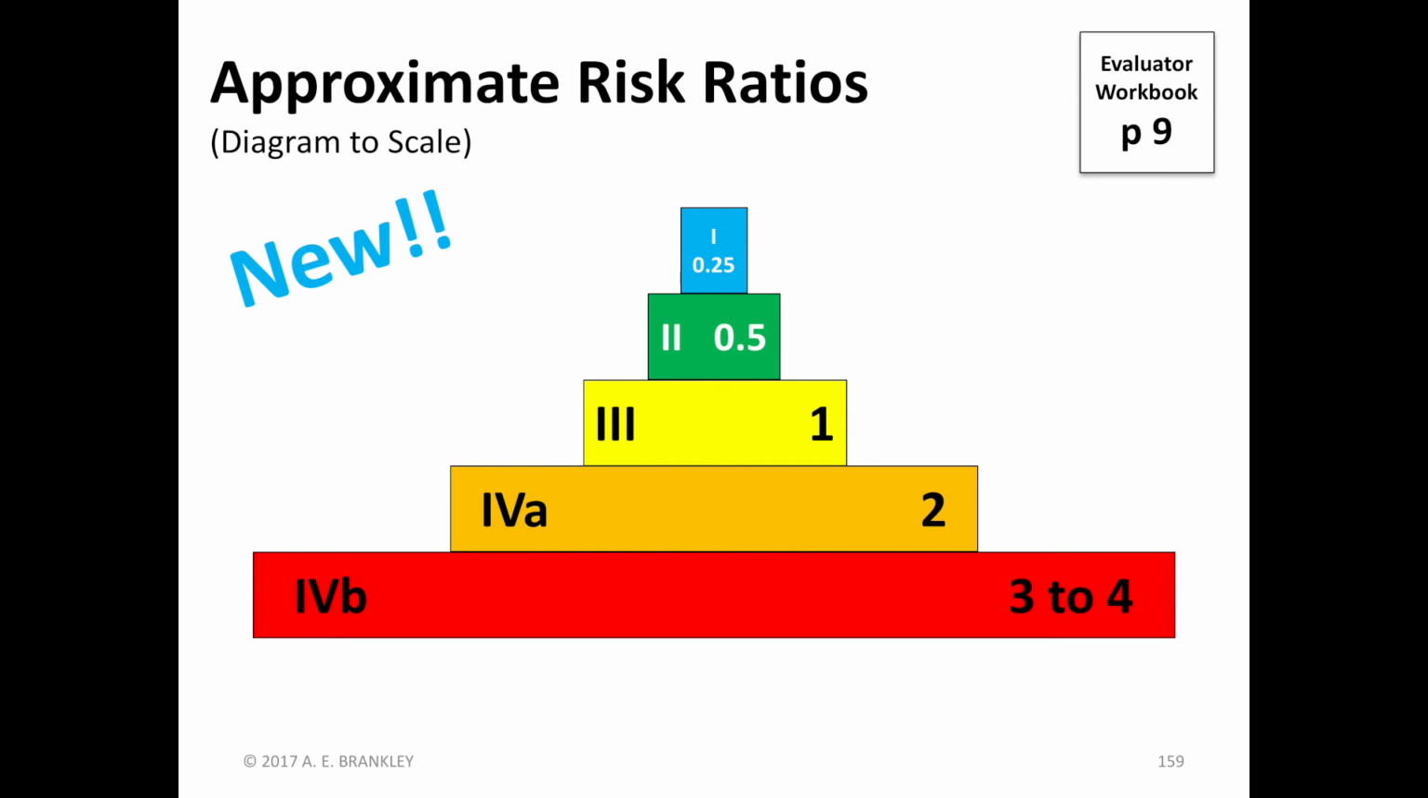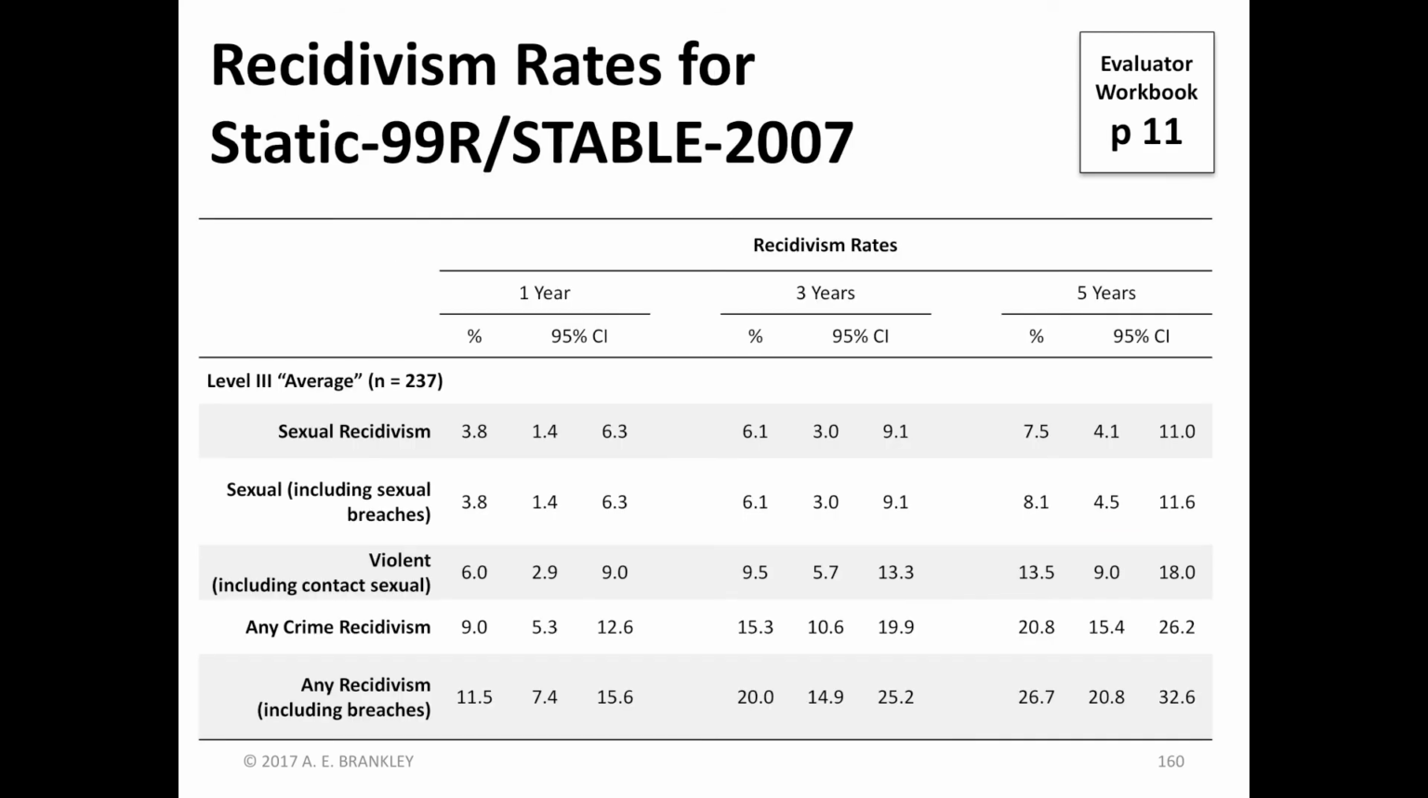The presentation of absolute recidivism rates has changed slightly. Instead of being grouped by recidivism type, I have grouped recidivism by risk level. That way, when you identify an evaluee's risk level, all the information you need is close together.